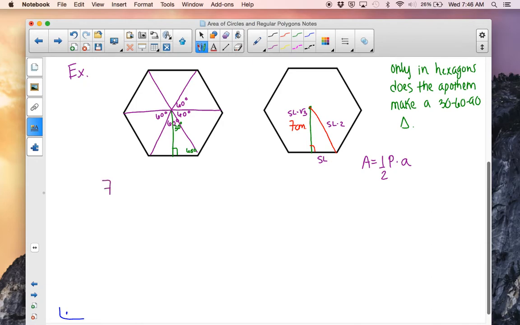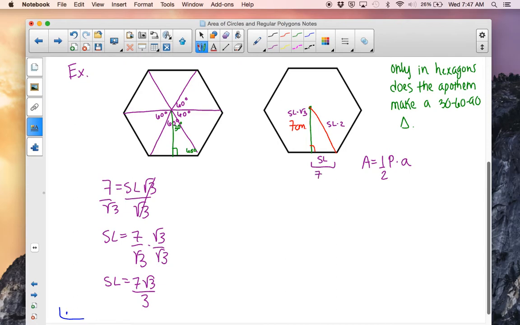I'm going to say 7 equals short leg square root 3. I'm going to divide by square root 3, divide by square root 3. So these cancel. So the short leg of that 30, 60, 90 triangle is 7 over square root 3. I need to get rid of the radical, so I'm going to multiply by square root 3 over square root 3. So that tells me that the short leg is 7 square root 3 divided by square root 3 times square root 3 is square root 9, and square root 9 is just 3. So that means this part here is 7 square root 3 over 3.